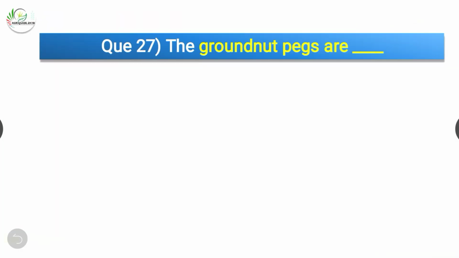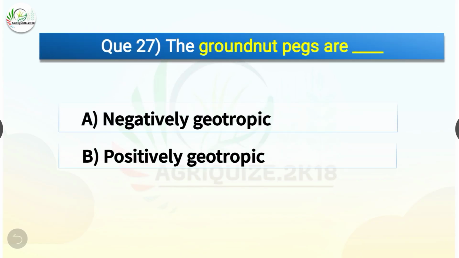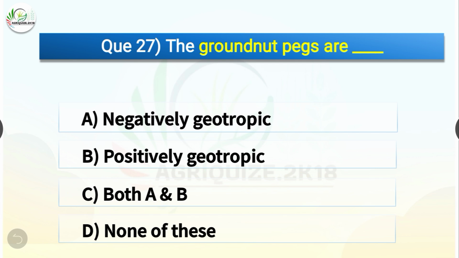Question number 27. The groundnut pegs are, the options are negatively geotropic, positively geotropic, both A and B or none of these. The correct answer is option B, positively geotropic. So the groundnut pegs are positively geotropic.